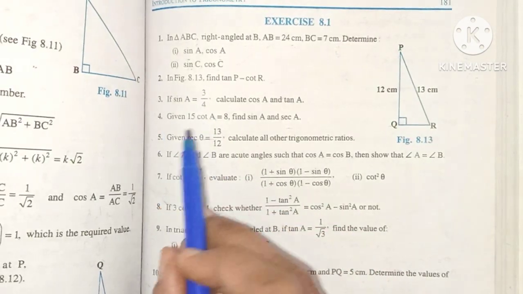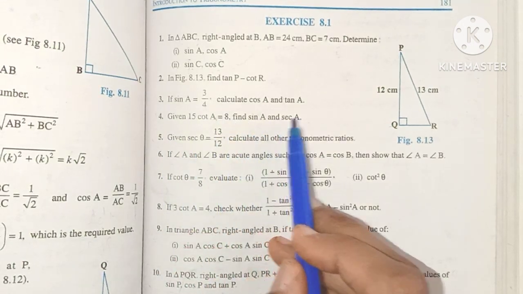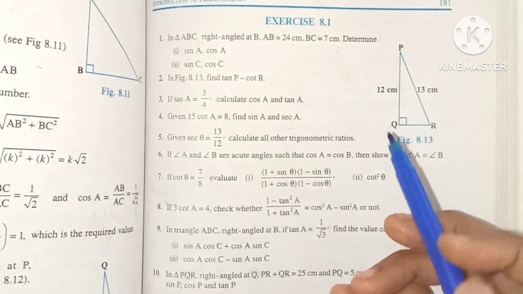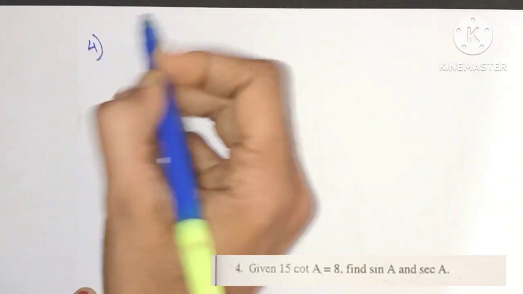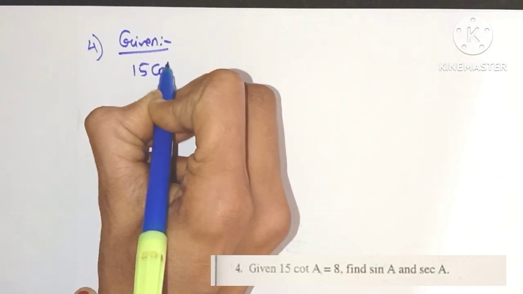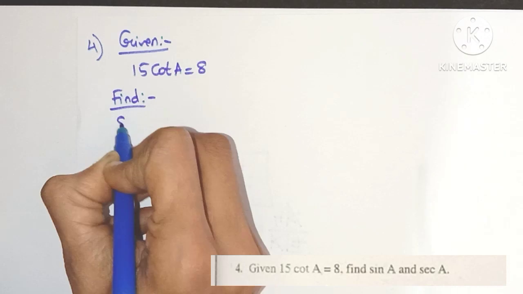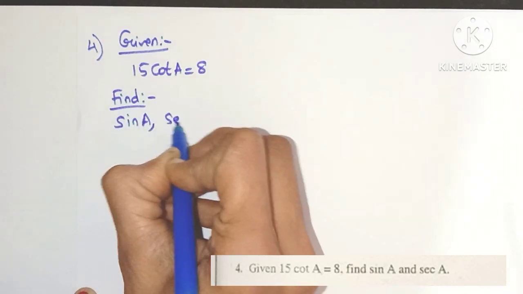Now here is the fourth question. Given 15 cot A is 8, you have to find sin A and sec A. Very similar to the third question. So let's do it. So friends, let's write what is given to us. It is given that 15 cot A is 8. And what do we have to find out? We have to find out sin A and sec A.